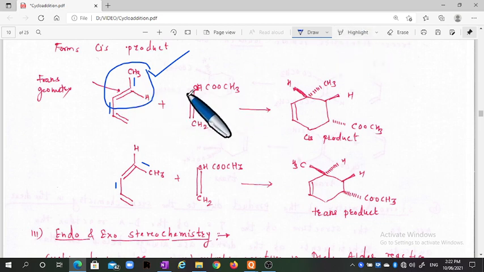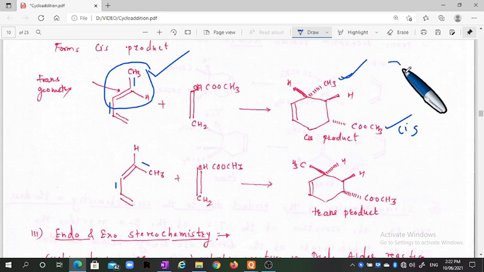Now, therefore this CH3 is, we have shown the dotted lines. That is the outside, CH3 is the outside dotted lines, that CH3 is the inside, therefore we have shown the solid lines. In the first case this is the trans geometry, therefore this CH3 and the COCH3 should be the cis one. These two groups should be the cis one.